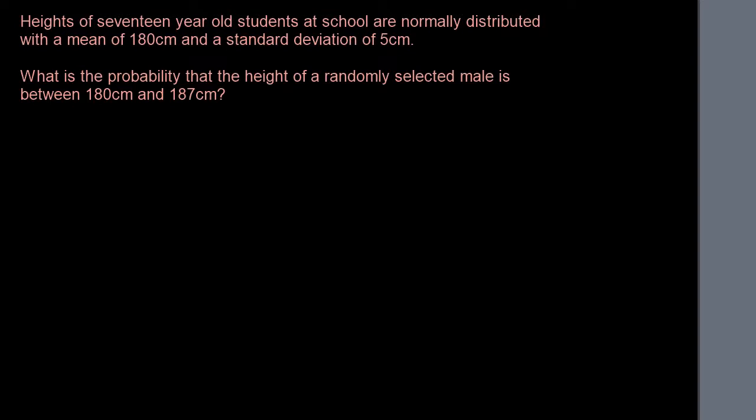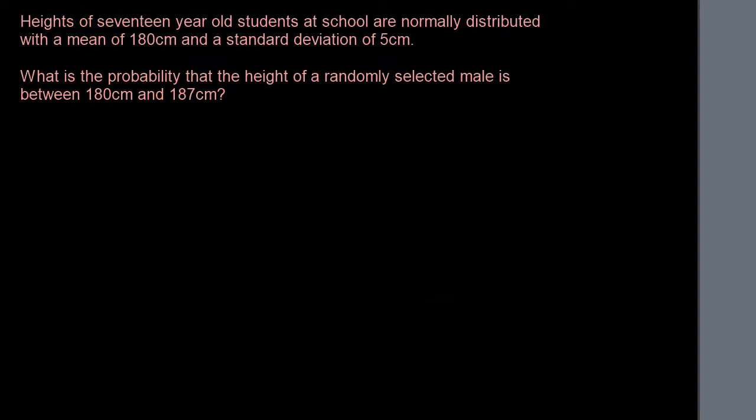So the example is that we have some students at a school and they're all 17-year-olds and their heights are normally distributed, which means that we can draw a bell-shaped curve with the mean of 180 centimeters. So most people will be around that height, and a standard deviation of 5 centimeters. So let's just show you what that means.